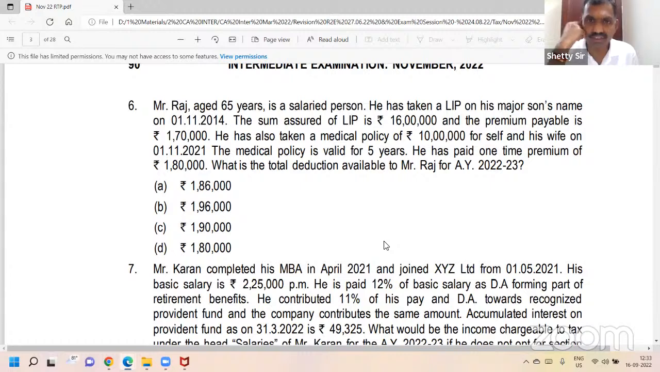Above 65 years, normally 50,000 per annum, including preventive health checkup of 5,000. Correct? For 65 years, it is 50,000. Otherwise, below 60 years, it is 25,000, even including preventive health checkup of 5,000, which can be paid by cash.